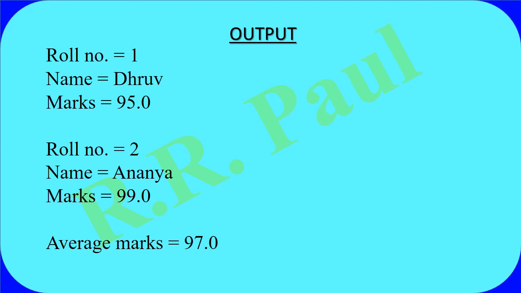Check the output as per the logic of the program. Object number 1 has a different set of values. Object number 2 has a different set of values, because object number 2's values are all updated. Initially it was also having 1, Dhruv and 95. But we updated it to a different set of values. So using the object number 1's marks and object number 2's marks in a formula, we get average marks, that is 97.0. And this is what happens when we deal with multiple objects.